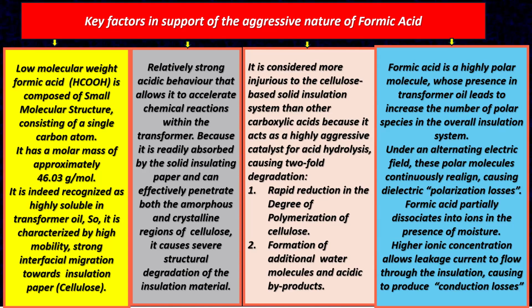One, rapid reduction in the degree of polymerization of cellulose. Number two, formation of additional water molecules and acidic byproducts. And last one, formic acid is a highly polar molecule whose presence in transformer oil leads to an increase in the number of polar species in the overall insulation system.